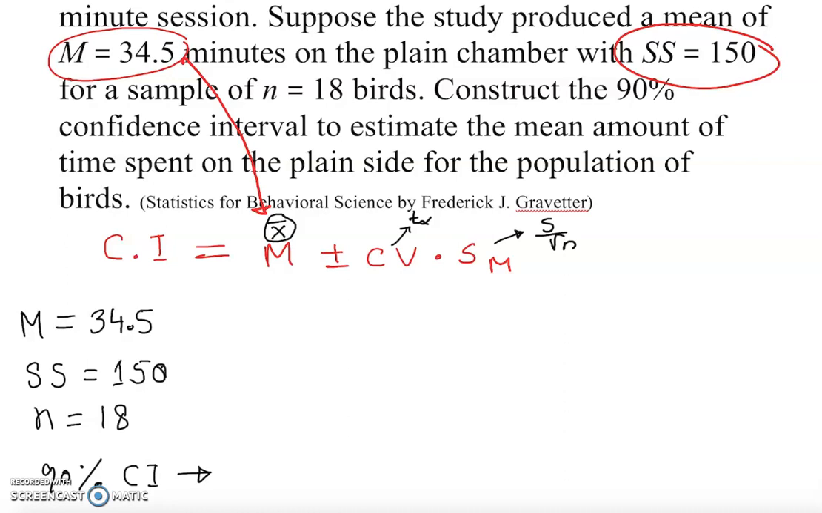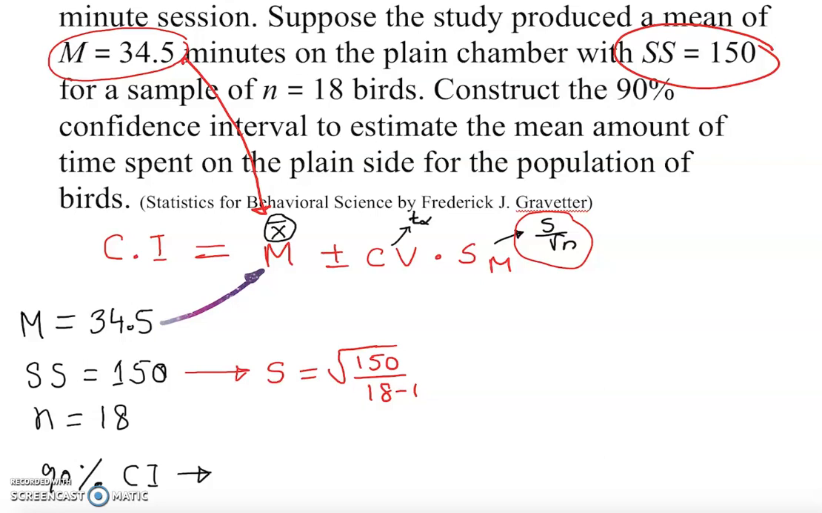So what do we know so far? We know the sample mean. We know this one here, that's lovely. We don't know the critical value. So how do we find the critical value? Well, we're going to use the t table. But this one is s, and we don't have any s. We are given what? We are given the sum of squares. So we know s can be found like this: the square root of SS over n minus 1, 150 over 18 minus 1.